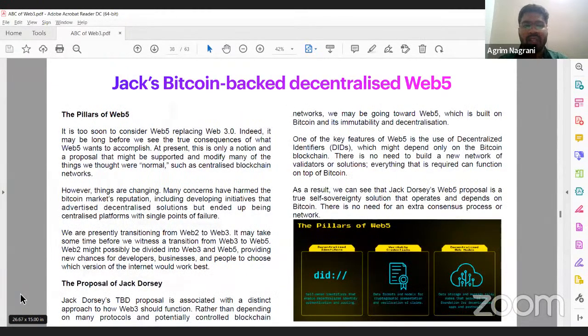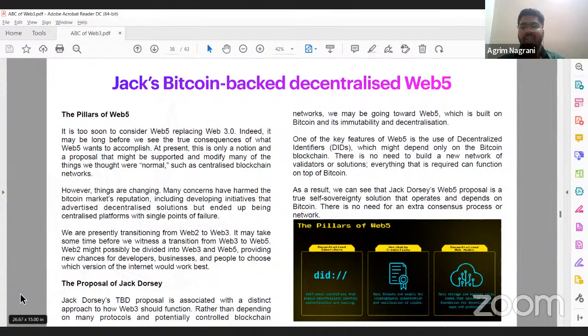Now, coming towards the pillars of Web5. Web3 is already a new space, and coming to Web5, it becomes difficult for people to directly jump to it. So for this, there is various research and development in process to come up with clear objectives of how Web5 will be introduced and what exactly the key features are. But one of the key features is decentralized identifiers, or DIDs, which are only dependent on the Bitcoin blockchain and nothing else.